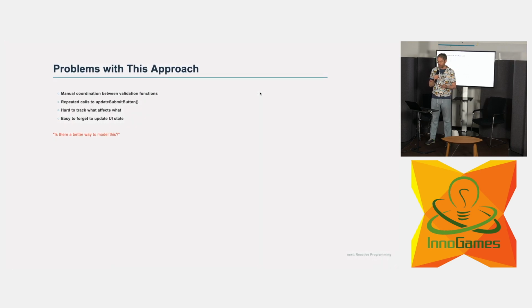Problems with this approach: you need manual coordination between these functions. You have repeated calls on update submit button, it's hard to track what affects what, and easy to forget your UI update calls. And maybe you've wondered, is there a better way to model this?